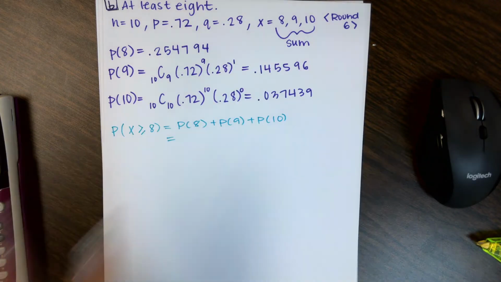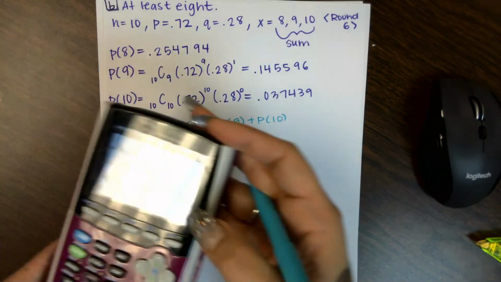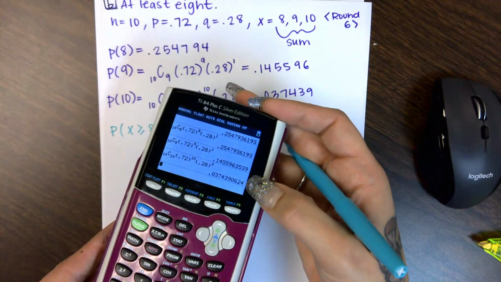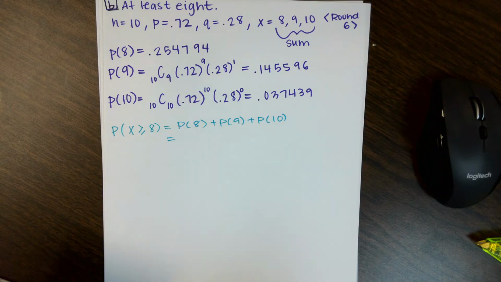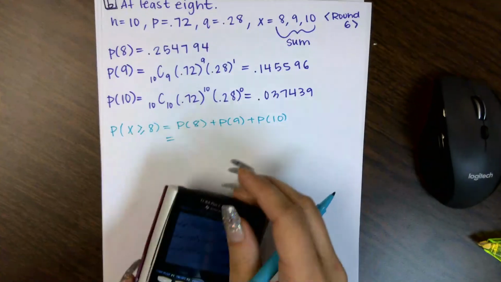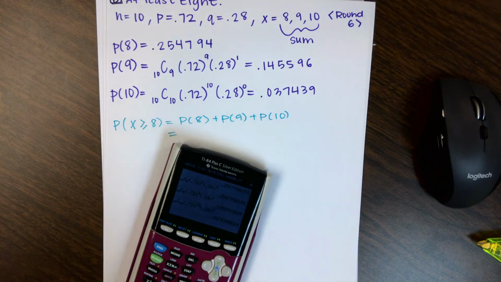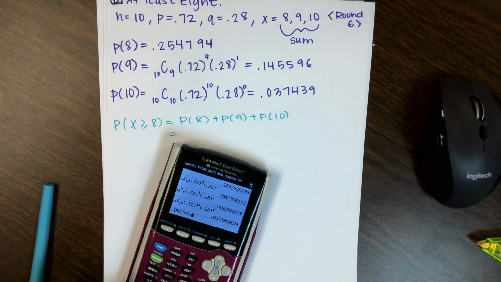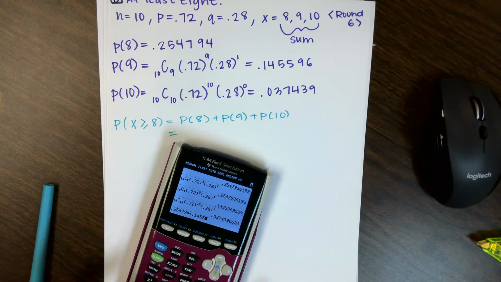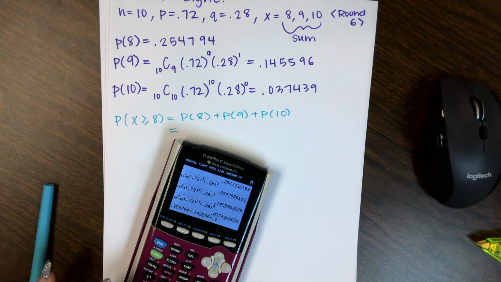I'm just going to pick up my calculator. Don't add together the ones that you have in here that haven't been truncated or shortened, because it could end up being wrong. I would just retype all of these. Okay, I would do 0.254794 plus 0.145596 plus 0.037439.